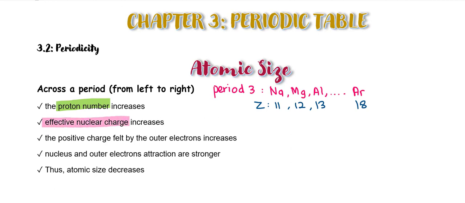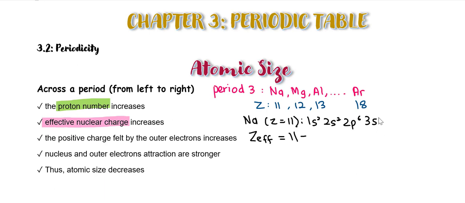So what is the effective nuclear charge? For example, if you have sodium, Z equals 11. To find the effective nuclear charge, we label it as Zeff, which equals the number of electrons of sodium, which is 11, minus the inner electrons. So how to find the inner electrons? We have the electronic configuration for sodium: 1s2, 2s2, 2p6 and 3s1.